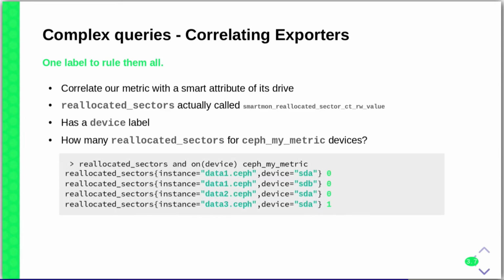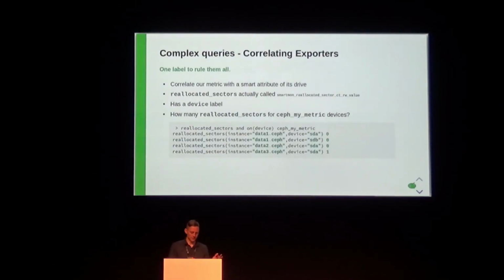Well, we use vector matching. So the reallocated sectors metric is actually called something hideously long. Oh, I have it up here. I'm just using the short version here. And the reallocated sectors metric has, of course, a device label in it. And incidentally, in our Ceph metrics, we have a metric called ceph_osd_metadata, which carries the device a particular OSD runs on as a label. So we can ask Prometheus to match these two metrics on the device label and give us the reallocated sector count for that.